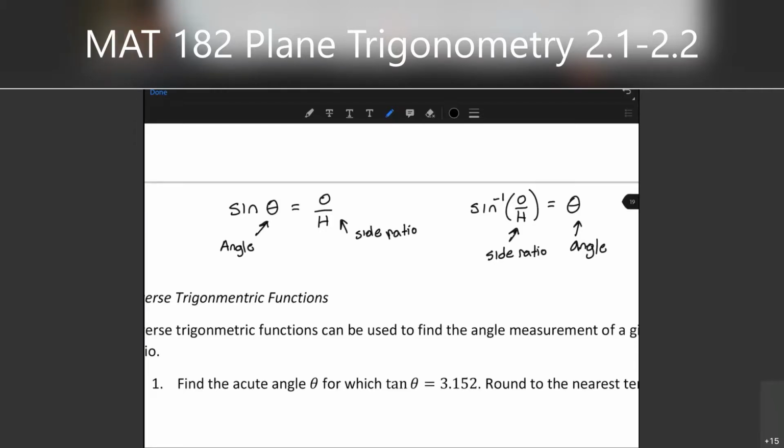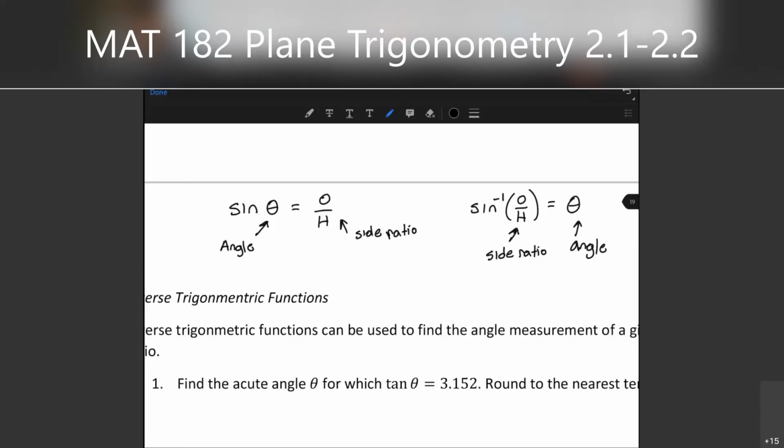Sure, go ahead, Fernando. Probably this is way advanced, but the -1, is there a scenario where it's another number, like sine to the -5? No, that's just a symbol denoting the inverse function. If you look on your calculator, you'll see cosine to the -1. That's just a symbol of writing the inverse function. It's just a symbol of mathematics. There's not going to be cosine to a -2. That wouldn't be a thing.